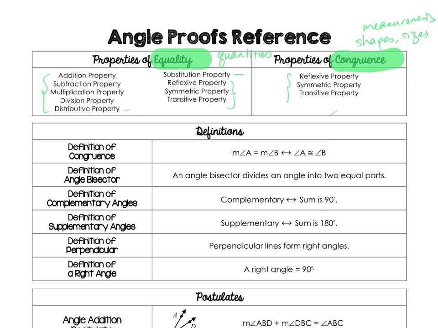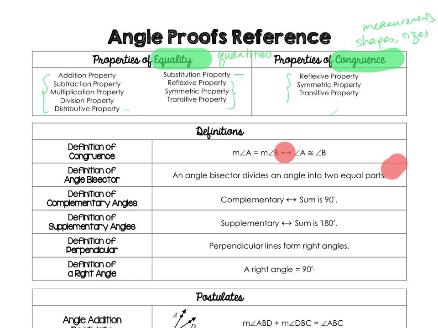Here we have some definitions. Definition of congruence simply says that if the measure of angle A is the same as the measure of angle B, then the two angles are congruent. I want you to pay attention to this two-way arrow. This means that it's biconditional, right?